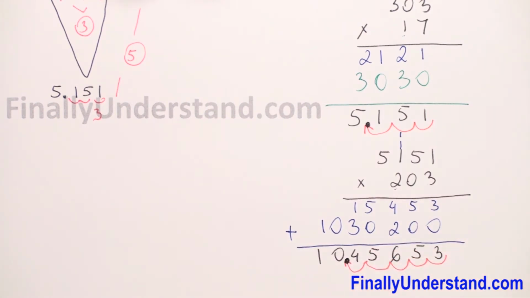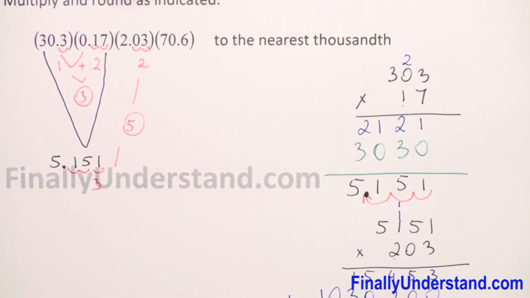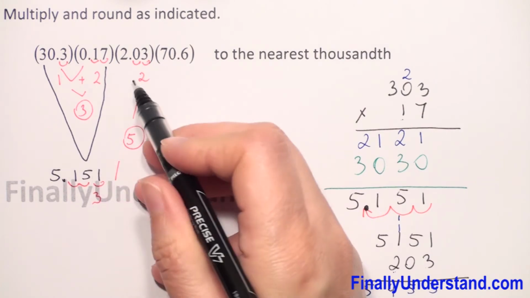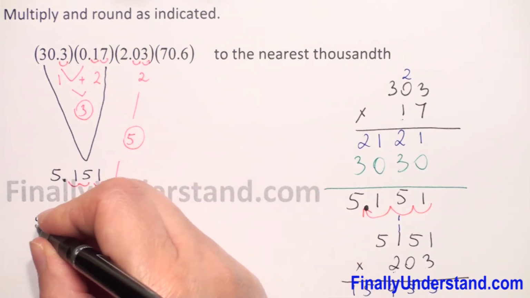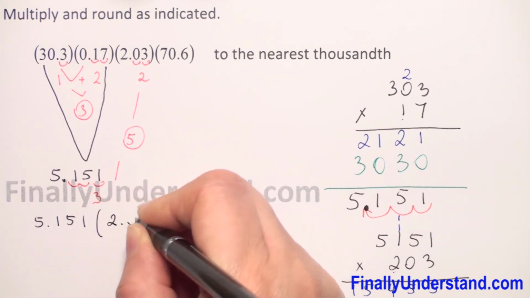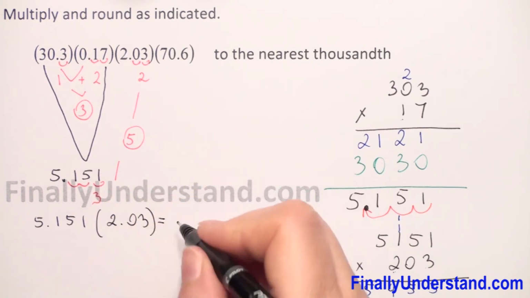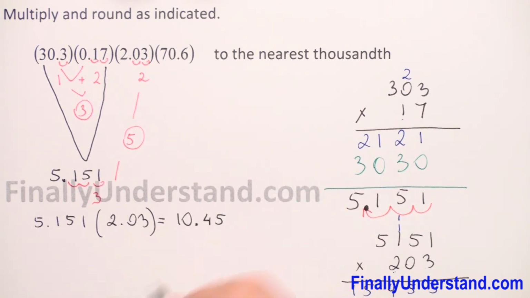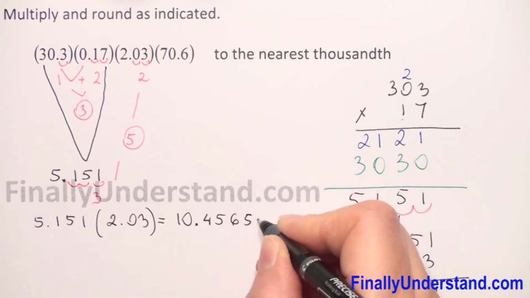So the solution from the multiplication of these two decimal numbers: 5.151 times 2.03 is 10 decimal point 45653.